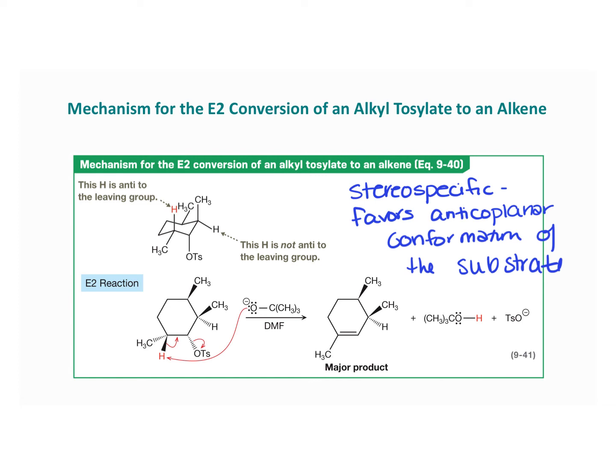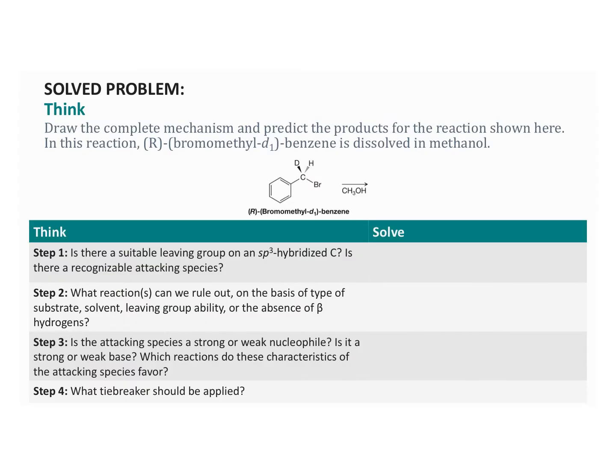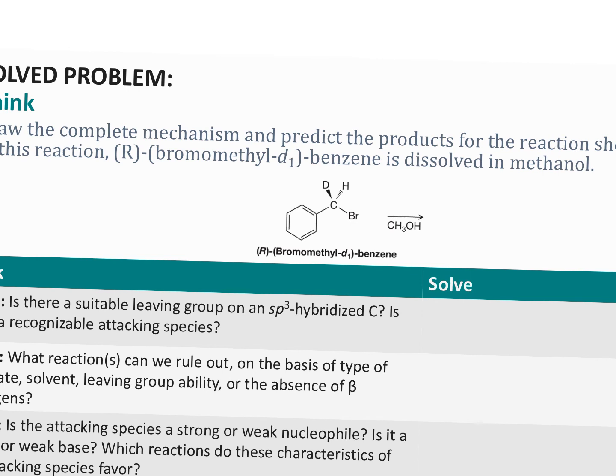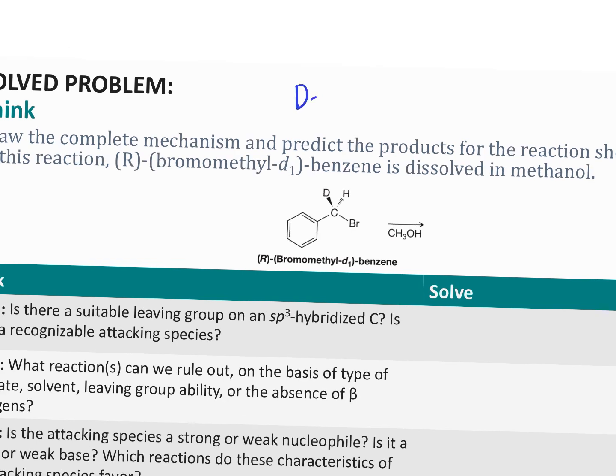Let's do another example. Okay. Draw the complete mechanism and predict the products for the reaction shown here, right? And so we have our bromomethyl D1 benzene. Now, I want to talk about the D here. This D is deuterium, okay? So the D that we're shown here is deuterium.